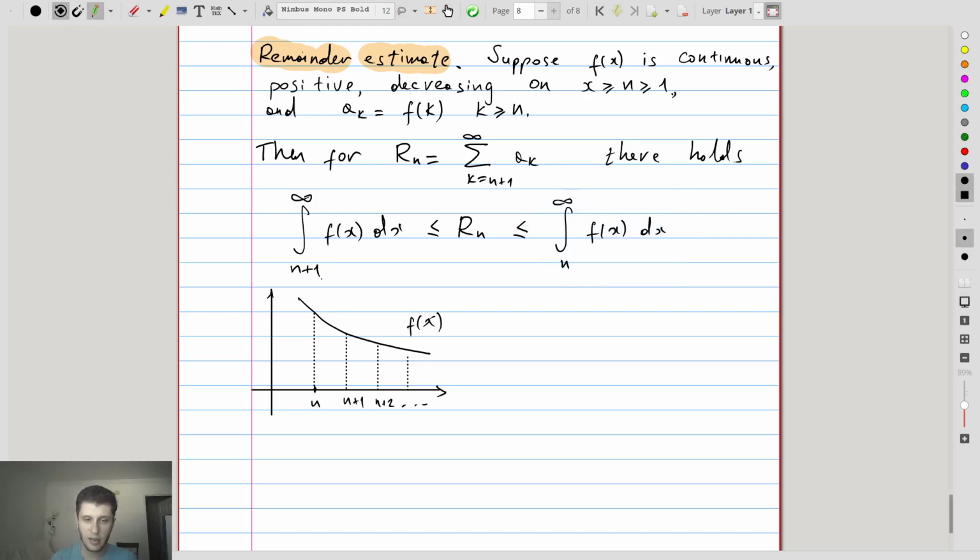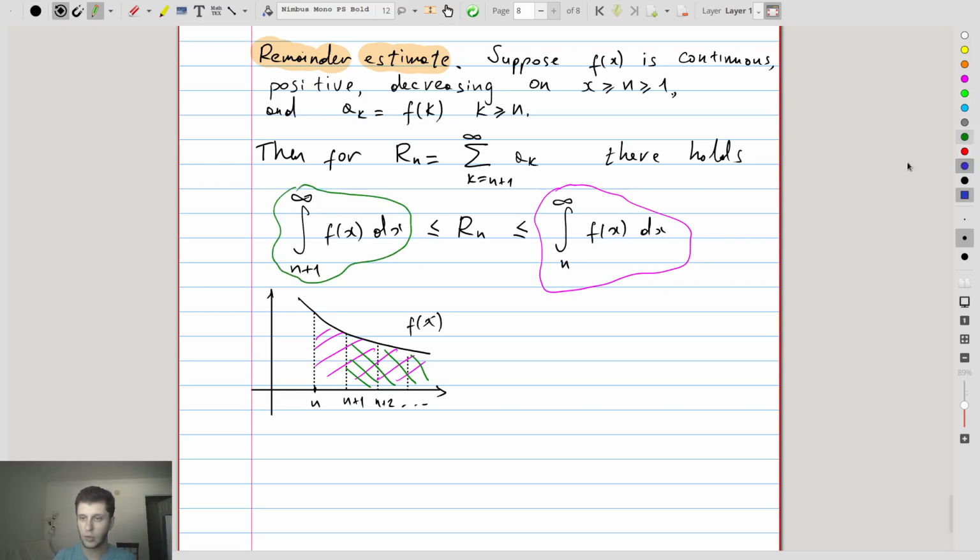So you see that the area starting from x equals n and to the right is larger than the area starting from x equals n plus 1 and to the right of that. So let's say the pink area is larger than the green area. Right? And so the pink area corresponds to this integral. The green area corresponds to this integral here.